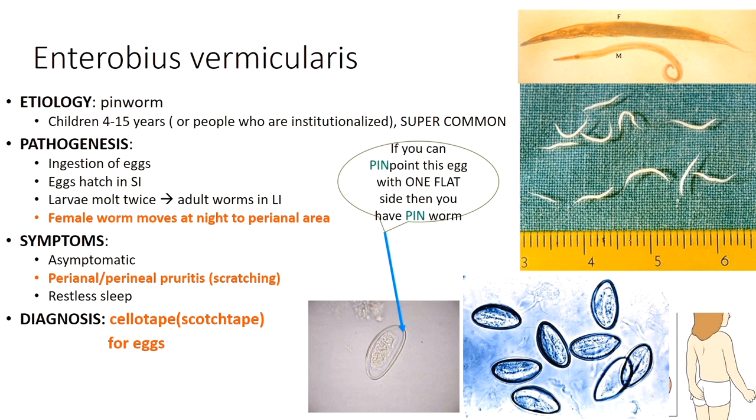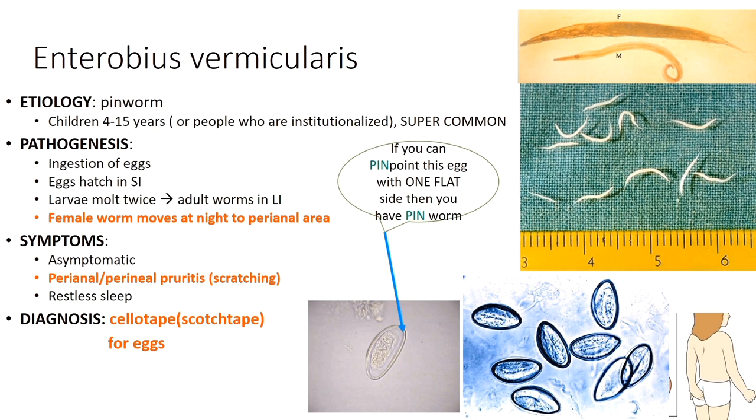You ingest the eggs. Eggs hatch in the small intestines. The larvae molt twice, and then they're now adult worms in the large intestines. At nighttime, the female worms move to the perianal area, and they spit out the eggs on the lining of the anus. And guess what? The kid goes, what the heck is this worm down here? And he itches his butt. Now it's on his hands, and he licks his hands, and he reinfects himself.